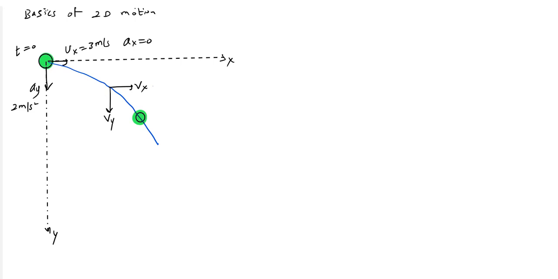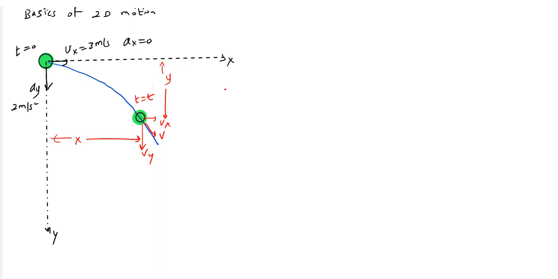Then after some time, let it be here. Let this be the y displacement. Let this be the x displacement. These velocities I'll indicate here. This will have vx, this will have vy, and the velocity of the particle, let it be v. This is at time t. At t equals 0, the particle was here. After some time t, the particle will be here.